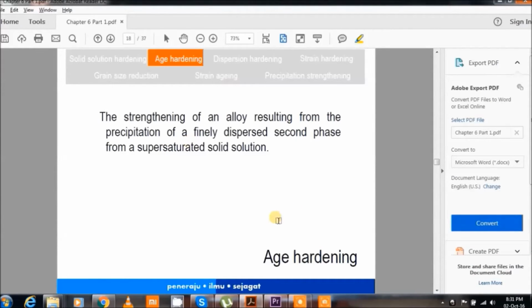Alright, so now let's look at age hardening. What is age hardening? Age hardening is a form of strengthening of metal, and the definition of age hardening would be the strengthening of an alloy resulting from the precipitation of a finely dispersed second phase from a supersaturated solid solution.